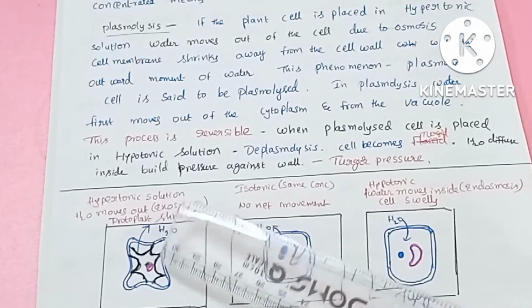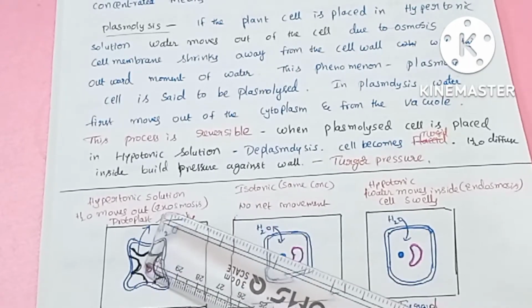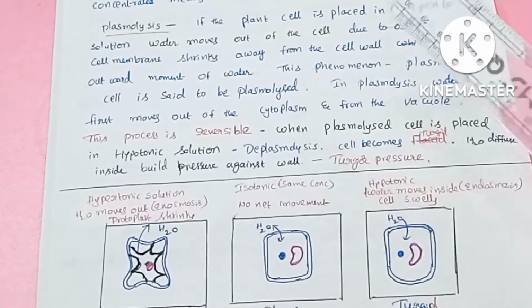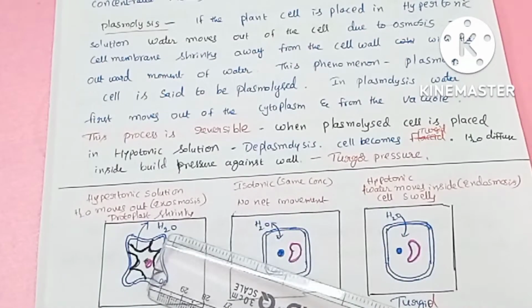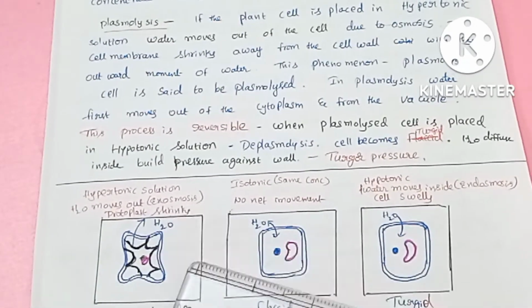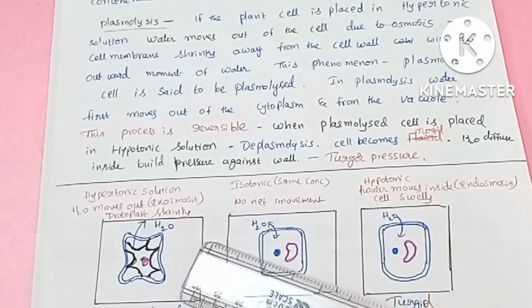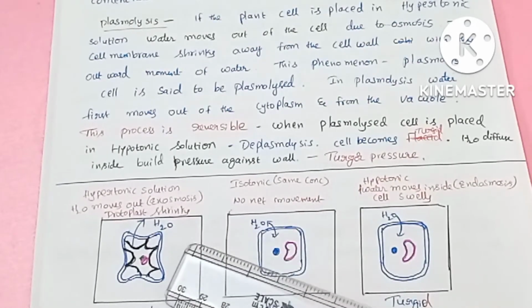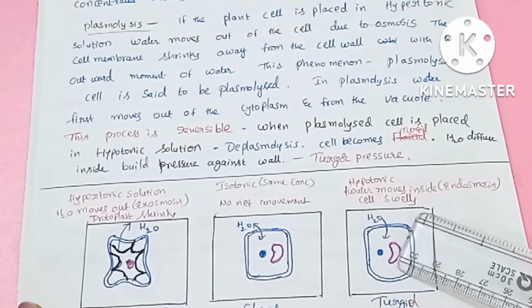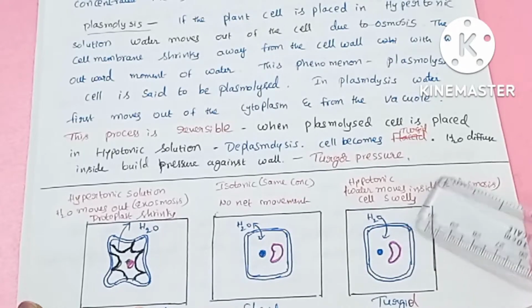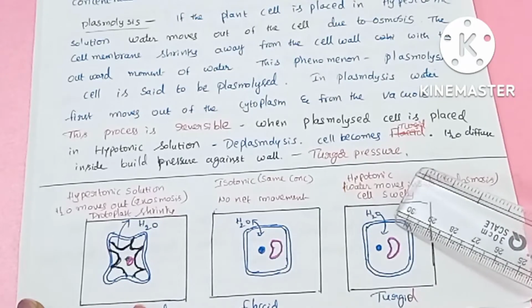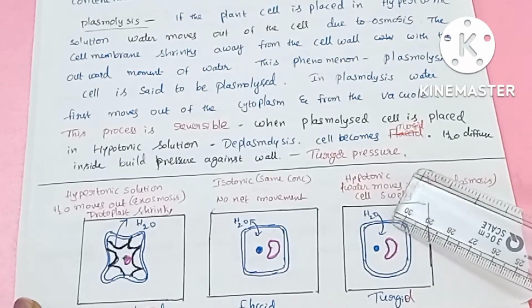Here, first, the contents present inside the cytoplasm will be removed outside. After that, the vacuolar sap is also removed. Here, the cell is said to be plasmolyzed, and the phenomenon is known as plasmolysis. And this phenomenon is a reversible process. That means when a plasmolyzed cell is placed in hypotonic solution, it will be deplasmolyzed. That means it will get water again, and the cell becomes turgid.